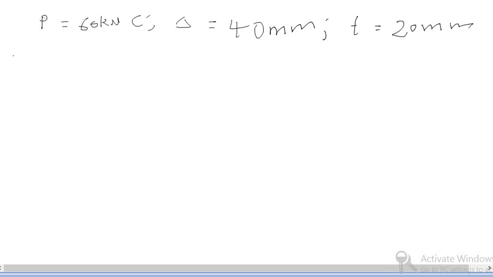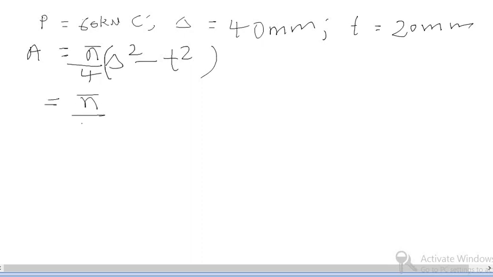So now in this case, as we said, the area should be equal to pi. If there is no thickness, we say pi d square over 4, pi over 4 d square. That's normal. But since there is a thickness, we need to subtract the area of the thickness, which is t square. It's like we are factoring pi over 4 out. Therefore, we substitute to get the value. So this is equal to pi over 4 into 40 square minus 20 square.